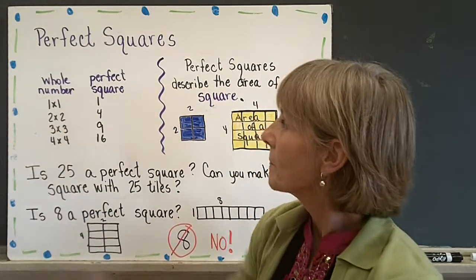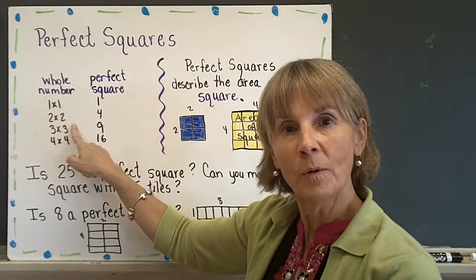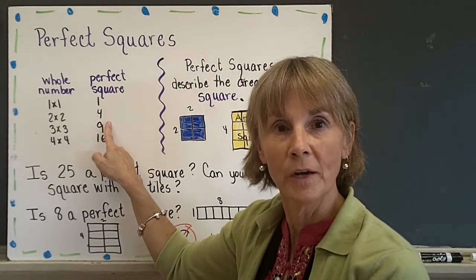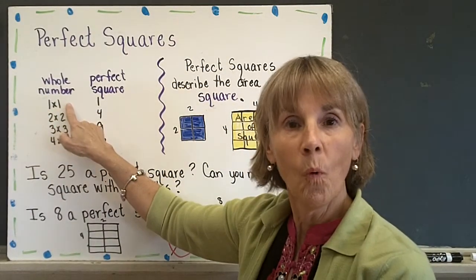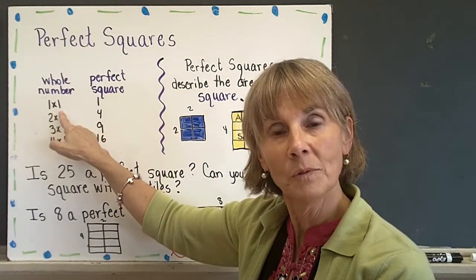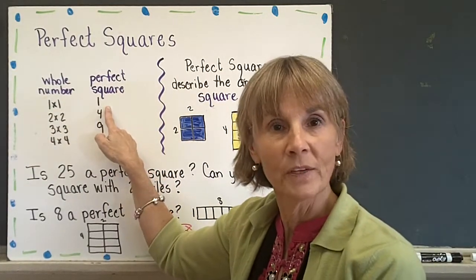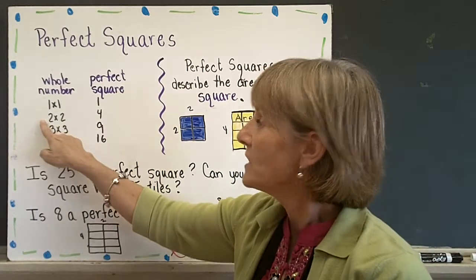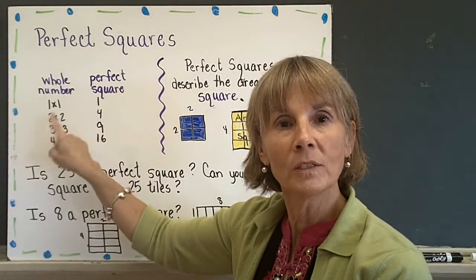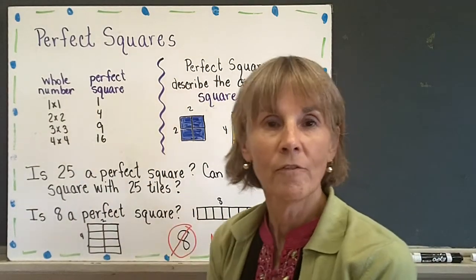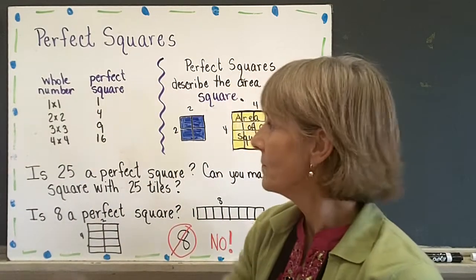Perfect squares. We have a list of whole numbers, and on the other side we have a list of their perfect squares. If I square 1, or if I multiply 1 times 1, the product is 1. 1 is a perfect square. If I square the number 2, or multiply 2 by itself, the product is 4. 4 is a perfect square.